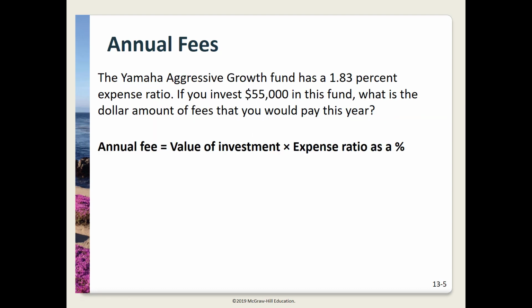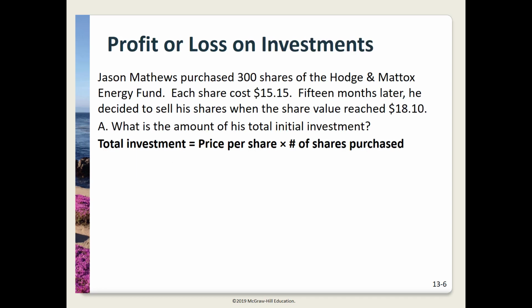The Yamaha Aggressive Growth Fund has a 1.83% expense ratio. If you invest $55,000 in this fund, what is the dollar amount of fees that you would pay this year? So using our formula here to find the annual fee, we'll take our investment and we'll multiply it by the expense ratio as a percentage. So that's where we take our 55,000 and multiply it by the 1.83%, but I'll go ahead and convert that into decimals. And so we'll change that to 0.0183. And when I plug this into my calculator, I'll get $1,006.50. Next, let's look at profit or loss on investments.